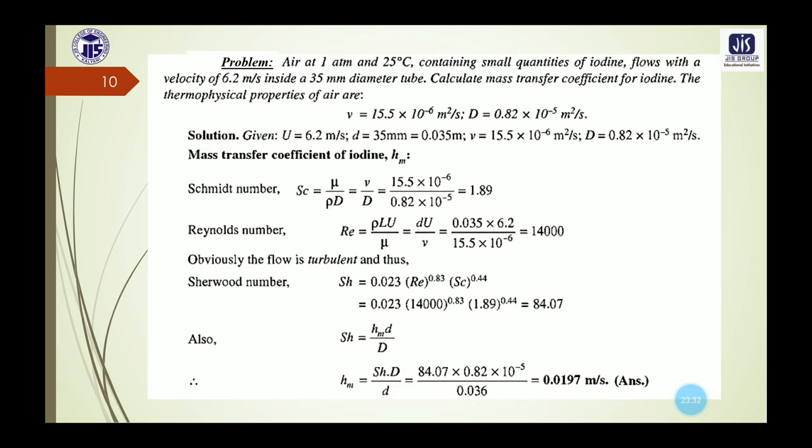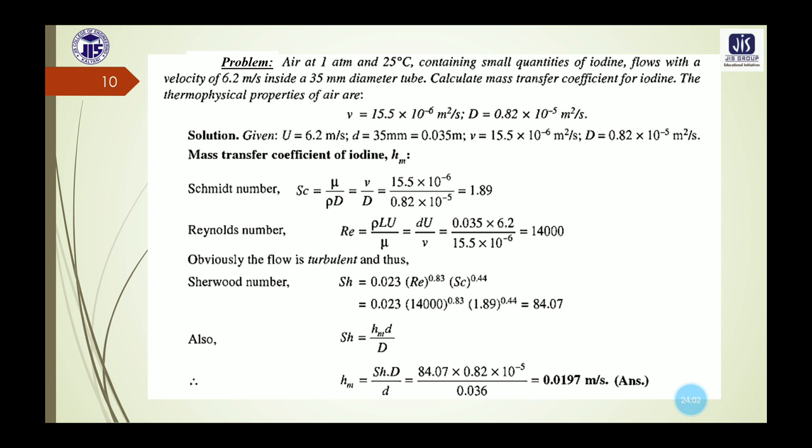So these are the different formulas and representations of the Sherwood number in case of flow over a flat plate or flow inside a tube. Again, some formulas are applicable for laminar flow and some are applicable for turbulent flow. So we need to remember these formulas to solve the different numericals. Let us discuss these numericals.